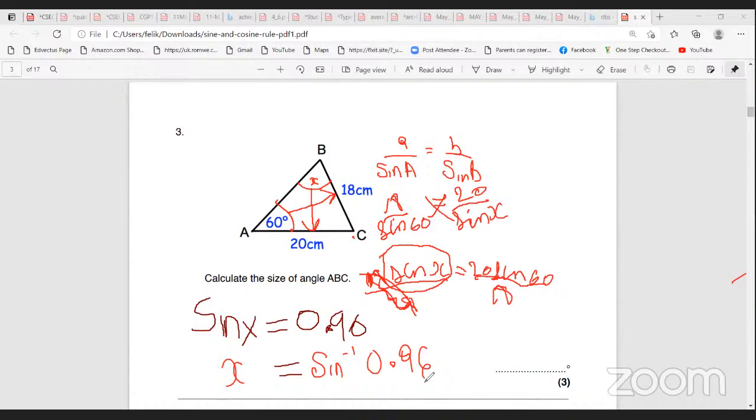Miss, when I do that, I get 73.73. Okay, 73.73. 73.7 degrees. Can anyone confirm the answer? Yes, miss. Second confirm. All right, good. Yes, miss. Scrolling down in a minute.